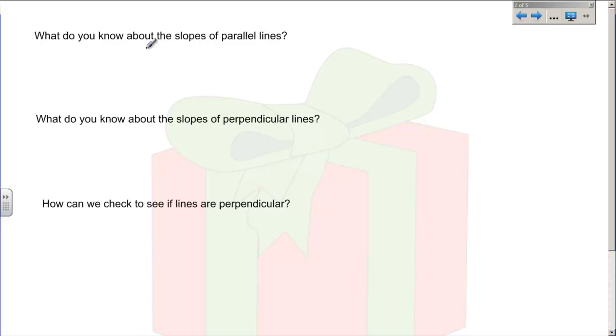Okay, so what do I know about the slopes of parallel lines? Hopefully you remember that parallel lines always have the same slope. So if any two lines have identical slope, that makes them automatically parallel.